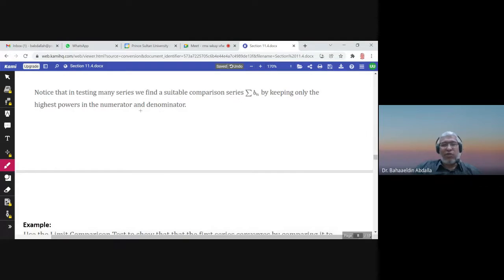This is how we choose Bn. Okay, this is how we choose Bn. We keep the highest powers in the numerator and in the denominator.